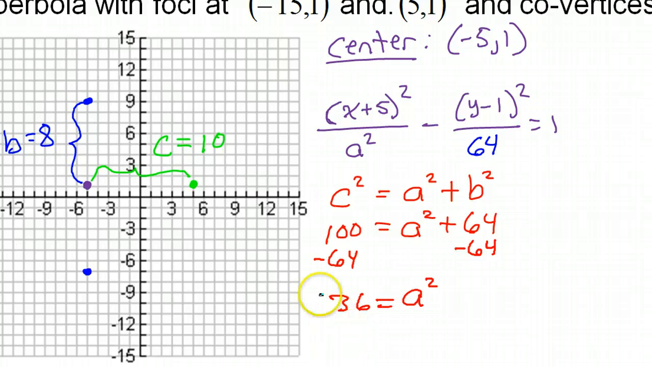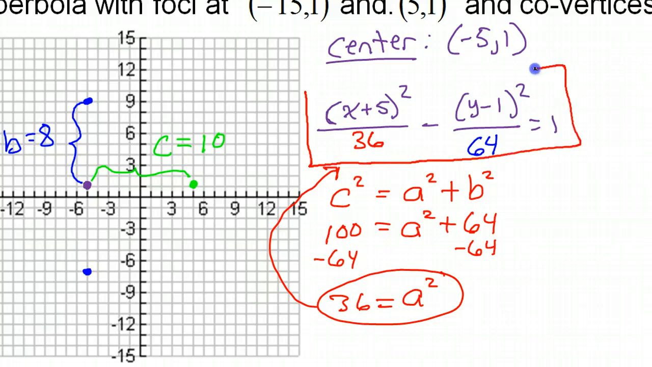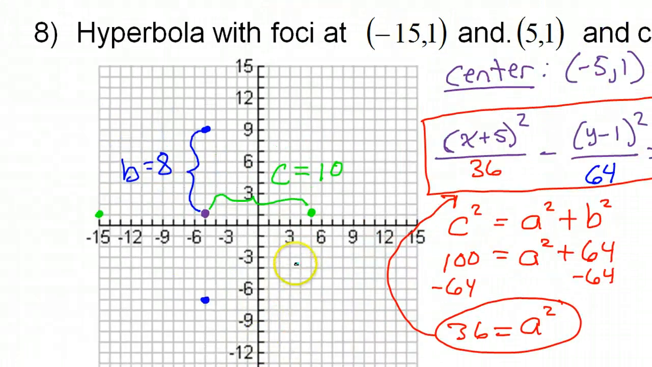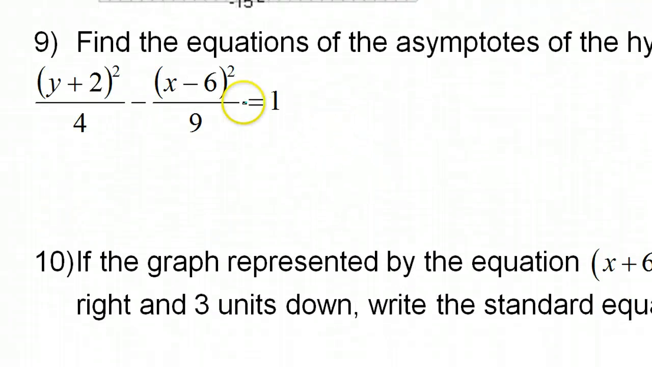Now again, you're going to be tempted to take the square root of both sides, but there's no need, because the formula calls for a squared to be right here, and we already know that a squared is 36, so don't take the square root, just keep your 36. Alright, and that is it. That would be the standard form for this hyperbola. So that was number 8. Let's see what else they got here. Okay, we're supposed to find the equation of the asymptotes.